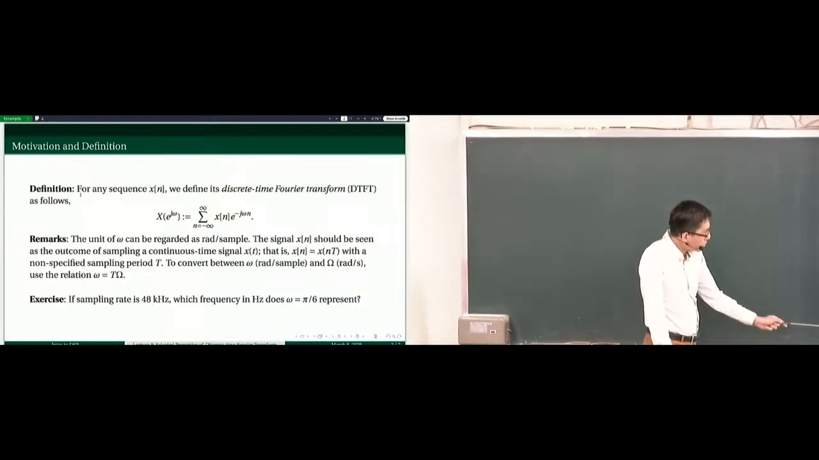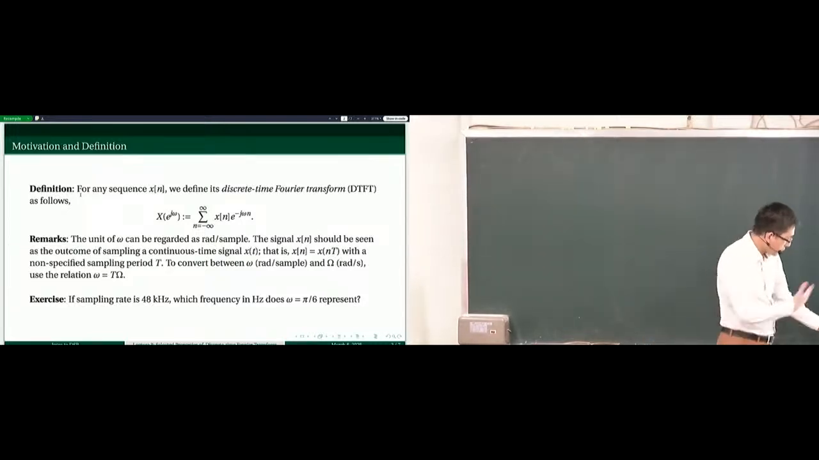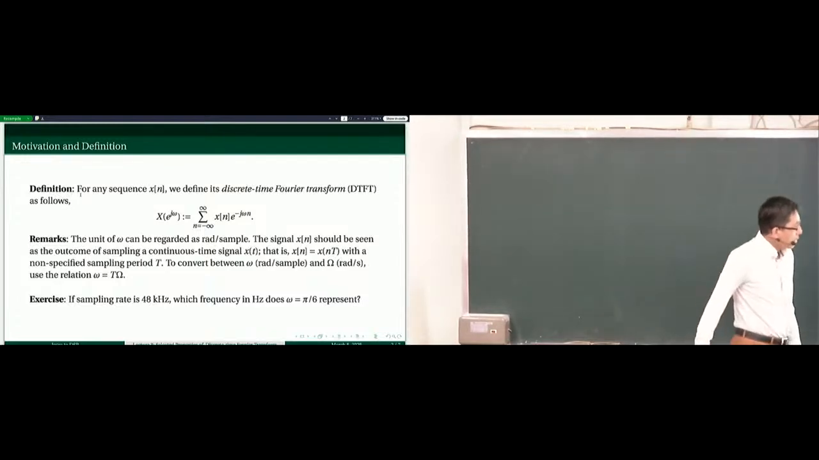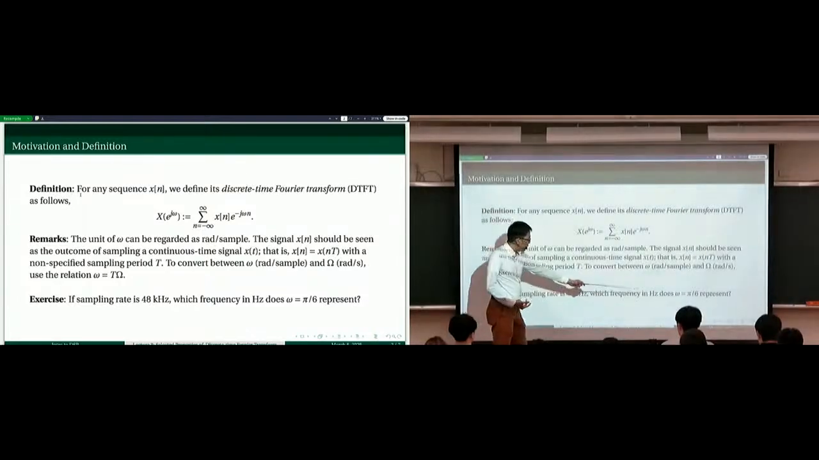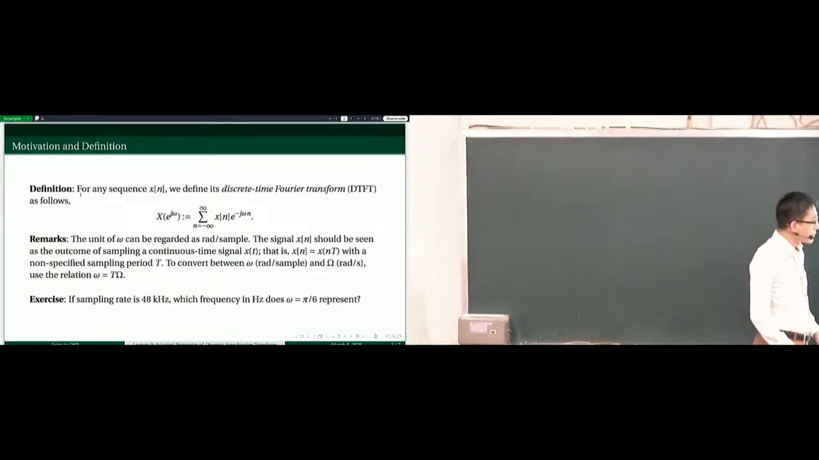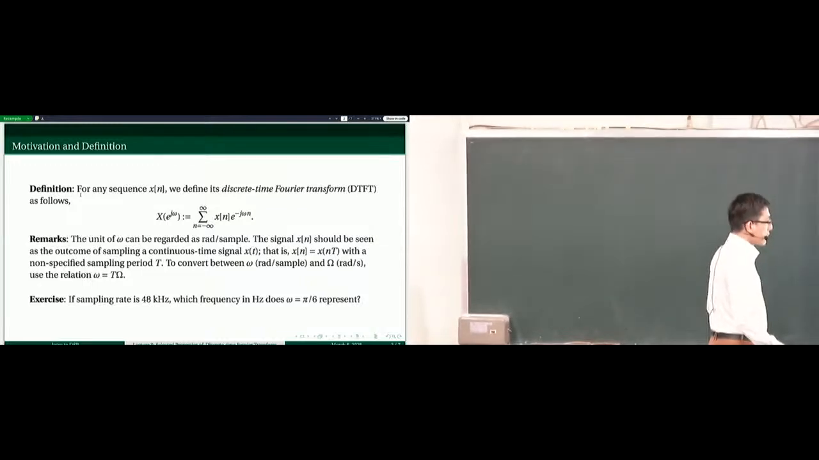Last time we spent a few moments to talk about this particular example where we define the sampling rate. If the sampling rate is given to you as 48 kilohertz, then when we look at this frequency small omega, if it's pi divided by 6, or 30 degrees, you will learn quickly that it should correspond to 4 kilohertz.